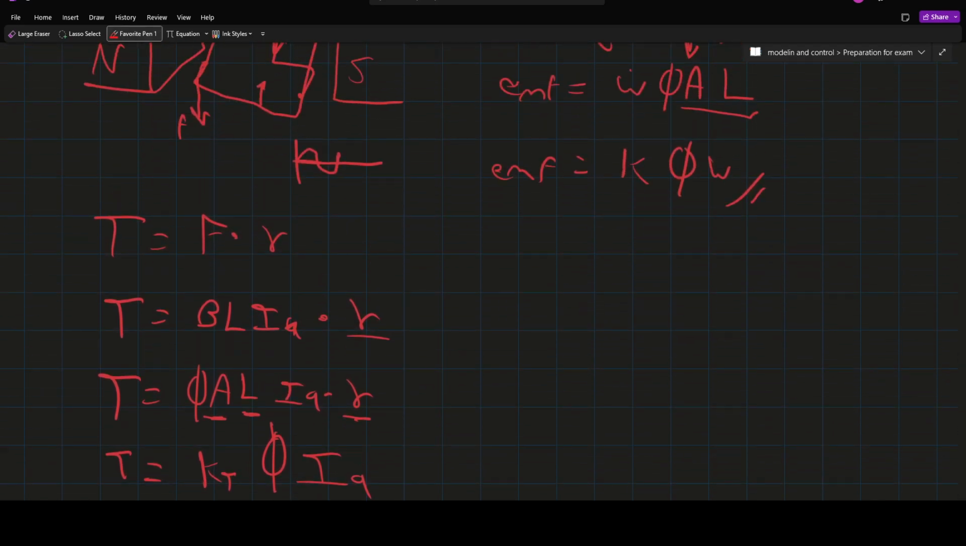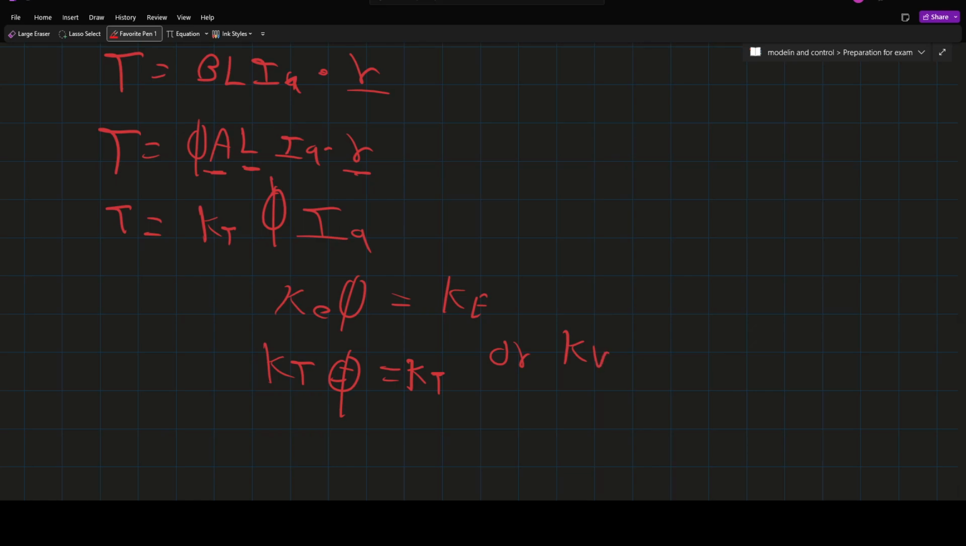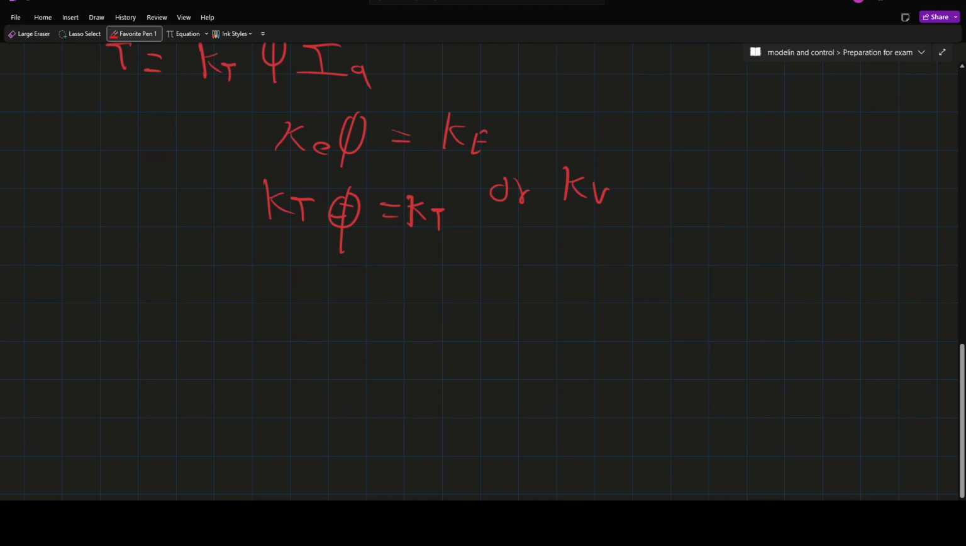Okay. Now, in many books or in exercises that we're gonna do, we're gonna have Ka, that is the constant from when we did the EMF, times flux. They are gonna put it in a single value, Ka. And the same for the torque. They are gonna put K times flux into a single value of Kt, capital T, or Kb. And these two are typically equal, the same. So when you see K, we are typically talking about both of them.